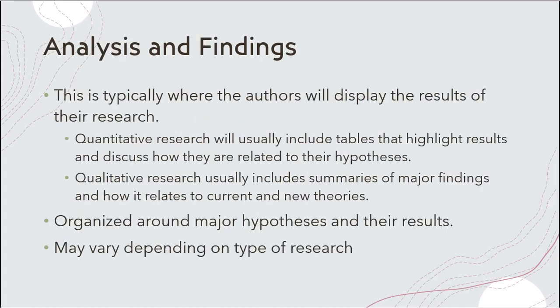The analysis and findings section, also sometimes called the results section, has a number of different names. This is typically where the authors will display the results of their research. In quantitative research, this will usually include tables that highlight the results and discuss how they are related to their hypotheses. Qualitative research usually includes summaries of major findings and how it relates to current and new theories. Again, this is typically organized around major hypotheses or major ideas and may vary depending on the type of research.